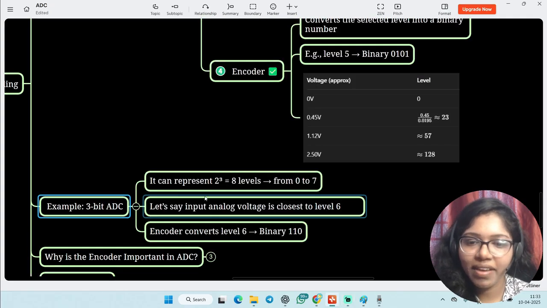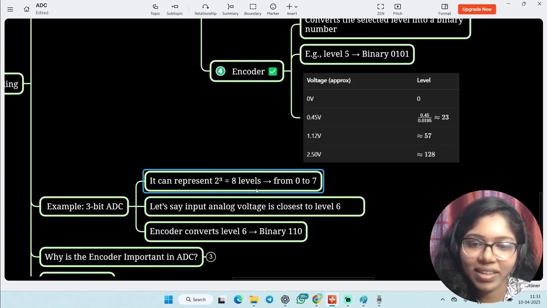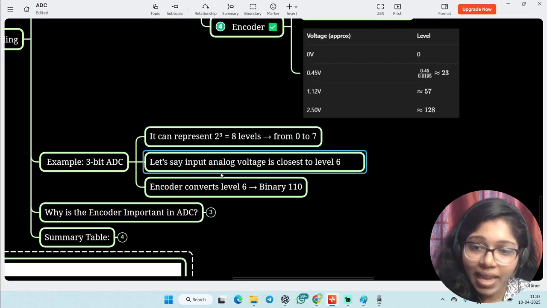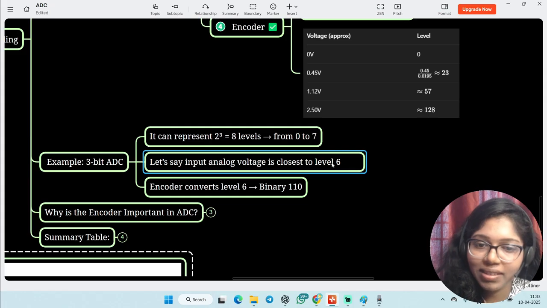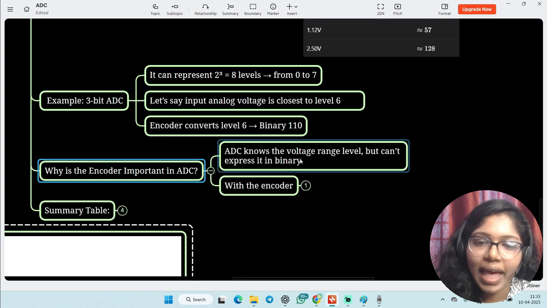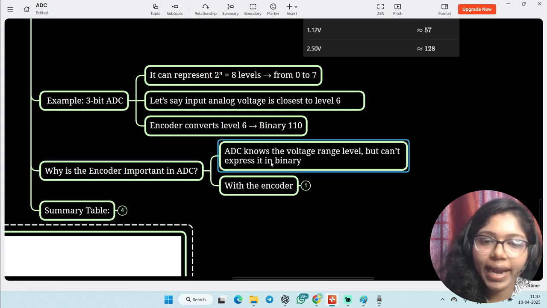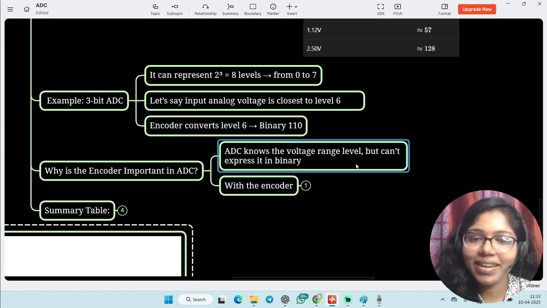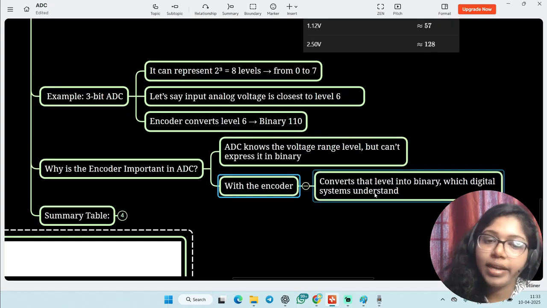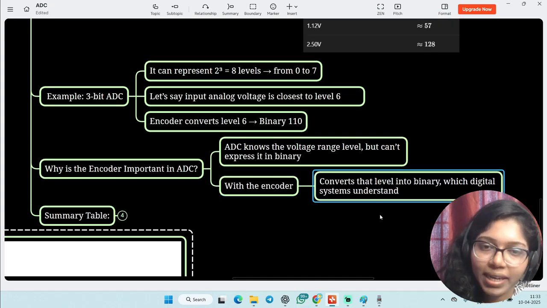So example bits I have mentioned here. So these are the levels, guys. I already told you how the levels work. So if it is 8 levels, it just chooses the closest level and converts it to a binary value. And the ADC knows the voltage range but can't express it in binary. Yes, so the encoder helps us express it in the form of binary.